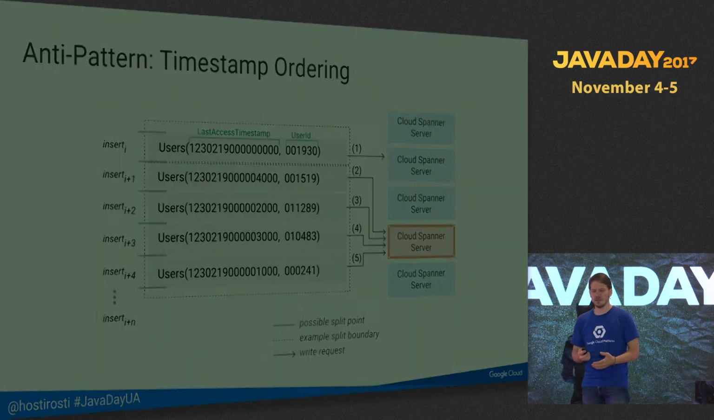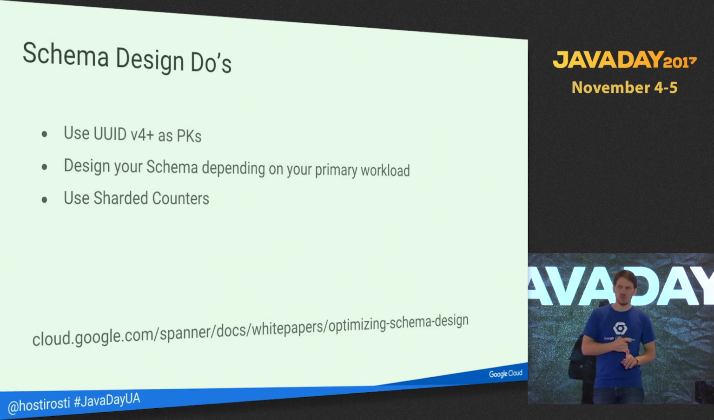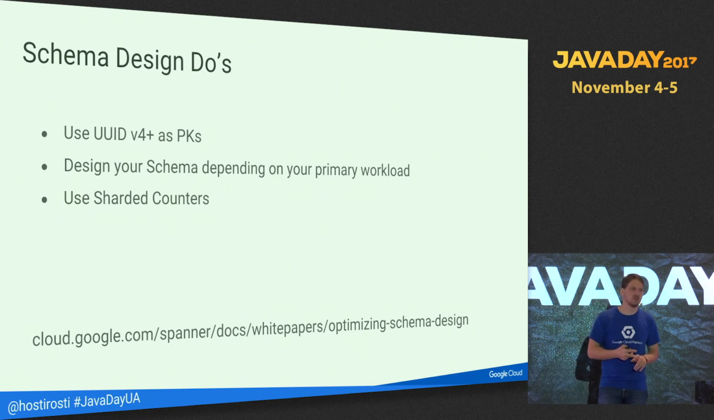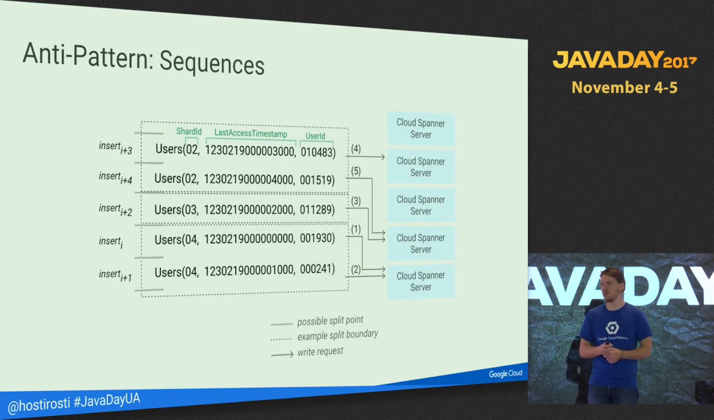So how can you avoid that? One way to avoid this is using unique IDs version 4 or plus for your primary keys. Another thing is also using sharded counters. So how would the sharded counter example look?